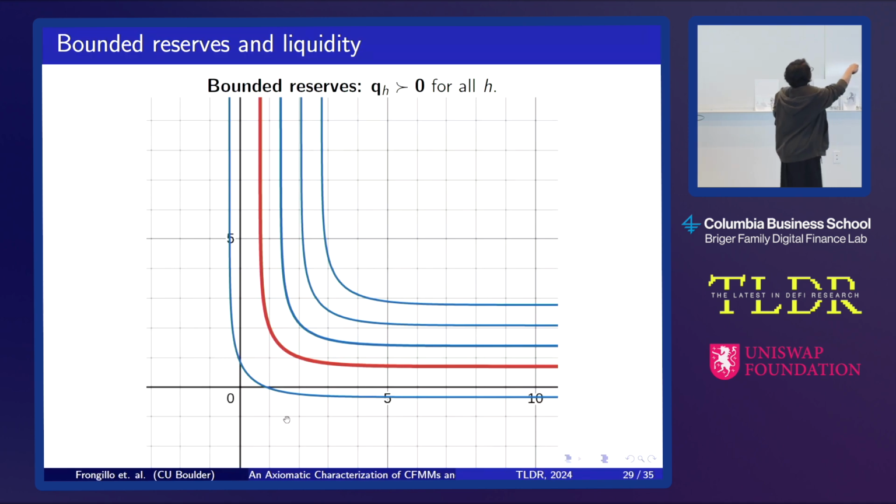But the problem is the assets going in the negative quadrant doesn't really make sense, even though it makes sense for securities to be in the negative quadrant. So we impose a fifth axiom called bounded reserves, which says that at no point in history should the reserves be negative.